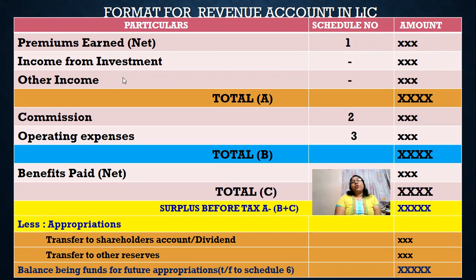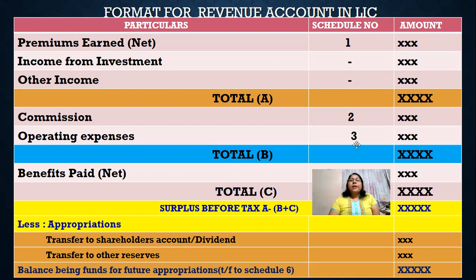We need to look into the problem, is there any other income? We need to show it soon after writing the premiums earned. Then we'll get the summation. That summation we can name as total A. Then we need to write commission, schedule number 2 and the respective amount, operating expenses, schedule number 3, the respective amount, and get the summation of commission and operating expenses, schedule numbers 2 and 3, and name this amount as total B.